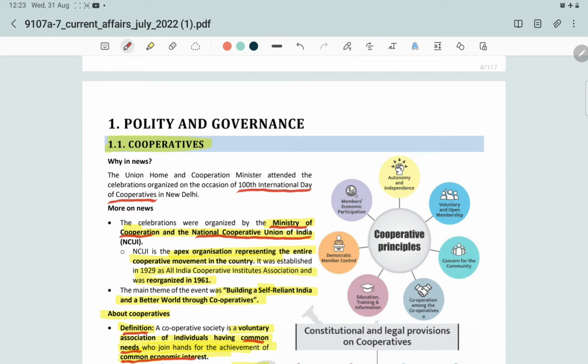It is an apex organization representing the entire cooperative movement in the country. It was established in 1929 as All India Cooperative Institute Association and was reorganized in 1961. And the main theme of the event was building a self-reliant India and a better world through cooperatives.